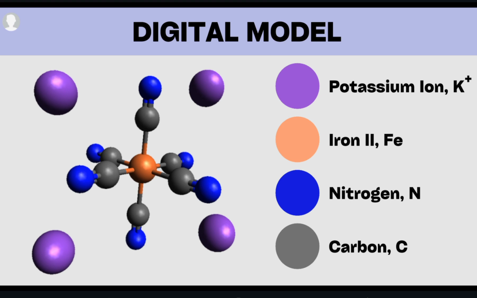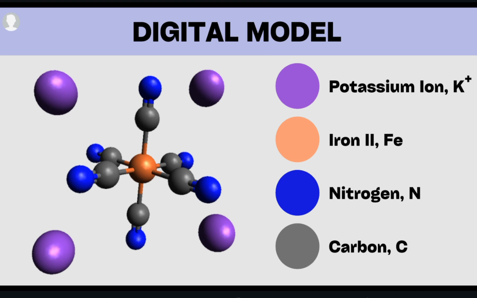Let's look at the ferrocyanide ion first. Each nitrogen in this ferrocyanide ion is covalently bonded to a carbon, in which they form three covalent bonds between them. And then each carbon in this ferrocyanide ion forms one covalent bond with the central iron 2 atom. So the overall structure of ferrocyanide is octahedral in shape.